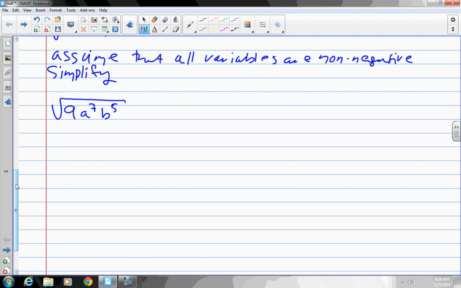9 is a perfect square, right? We can take the square root of that, no problem. But how about a to the power 7? Is a to the power 7 a perfect square?